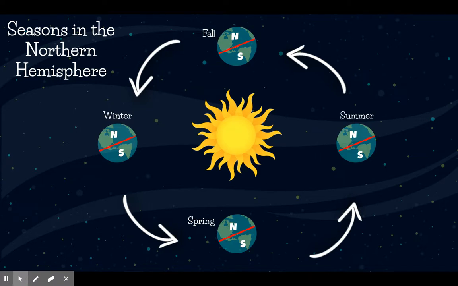So you can see during fall and winter, the northern hemisphere is tilted away from the sun. During spring and summer, the northern hemisphere is tilted towards the sun.